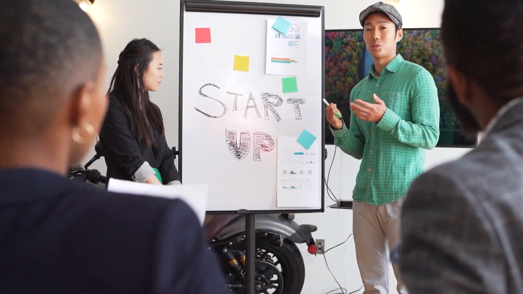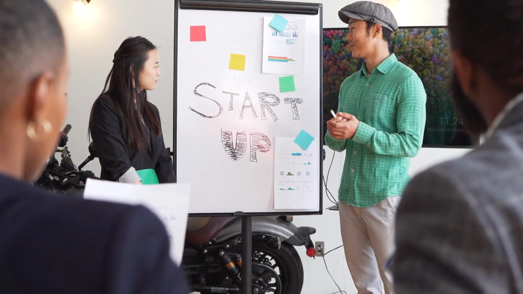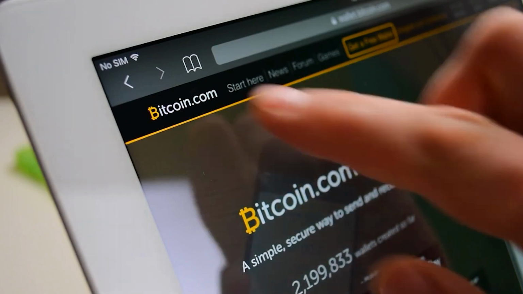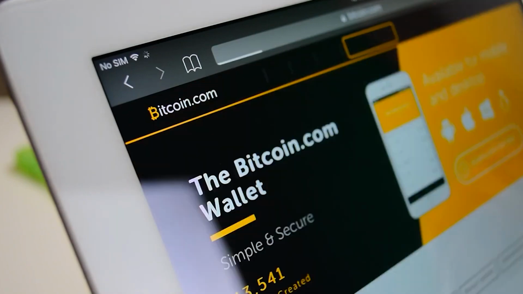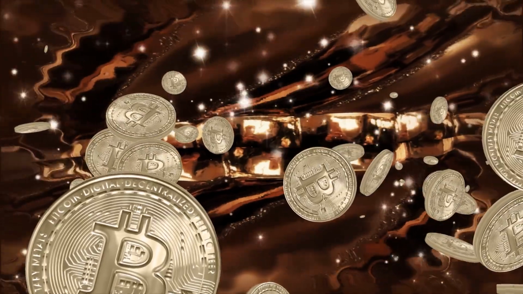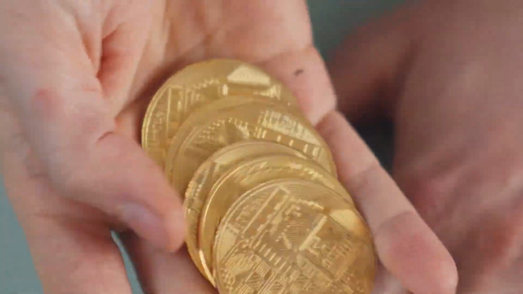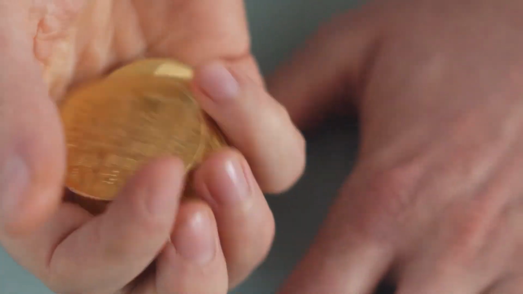Storing your Bitcoin. Once you have bought Bitcoin, you will need to store it in a safe place. You can store Bitcoin in a Bitcoin wallet. A Bitcoin wallet is a software program that allows you to store, send, and receive Bitcoin. There are many different Bitcoin wallets available, so you can choose one that meets your needs. When choosing a Bitcoin wallet, there are a few things you should keep in mind.